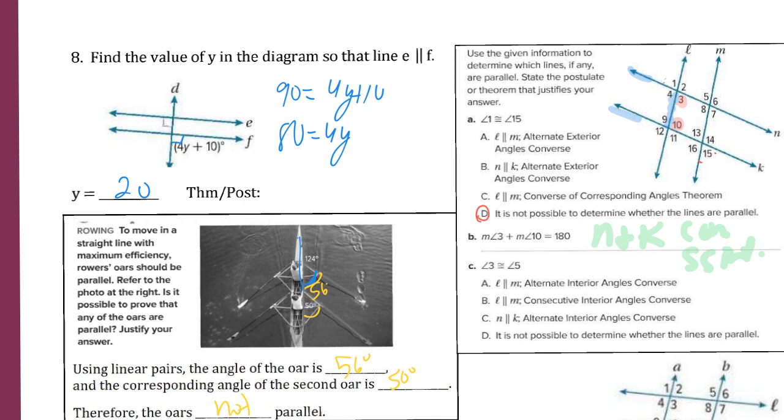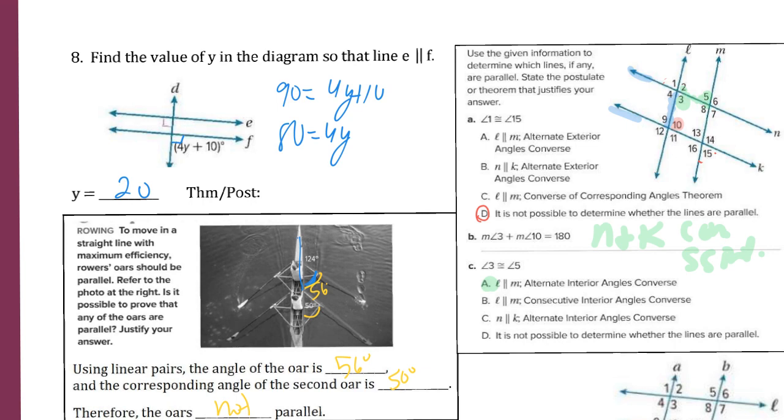Okay, the next one says, what if I give you 3 and 5 being congruent? Well, 3 and 5 are sitting right here. The transversal that connects those 2 lines that could be parallel would be the lines L and M. So the transversal joins the 2 lines together. And so this is going to be the converse of the alternate interior angles. And so therefore L and M would be parallel to each other.